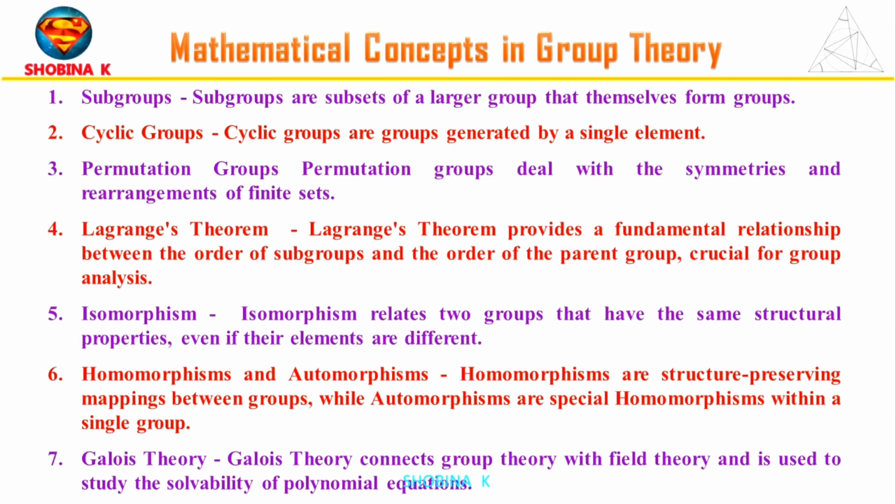And then we have homomorphisms and automorphisms. Homomorphisms are structure-preserving mappings between groups, while automorphisms are special homomorphisms within a single group. And they help understand group transformation. Next up, Galois theory. Galois theory connects group theory with field theory, and it is used to study the solvability of polynomial equations. And it has applications in algebra and algebraic geometry.